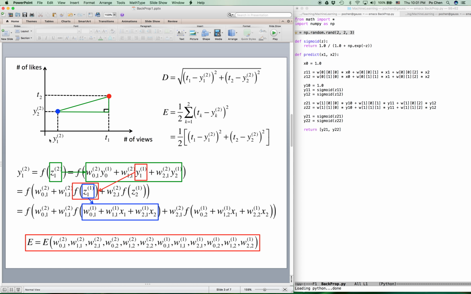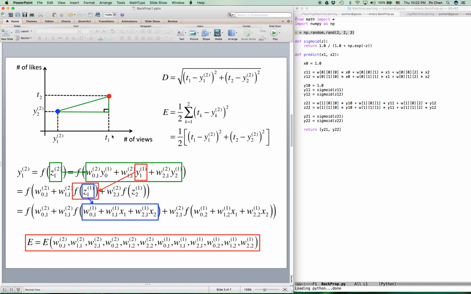So we can set up a coordinate system with the number of views as the horizontal axis and the number of likes as the vertical axis. On this coordinate system, every output is just one point. The output generated by our neural network is at the blue point, with its coordinates given by y21 and y22. The horizontal and vertical axes are given by y21 and y22.